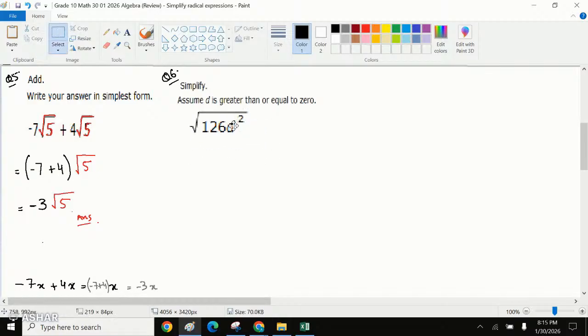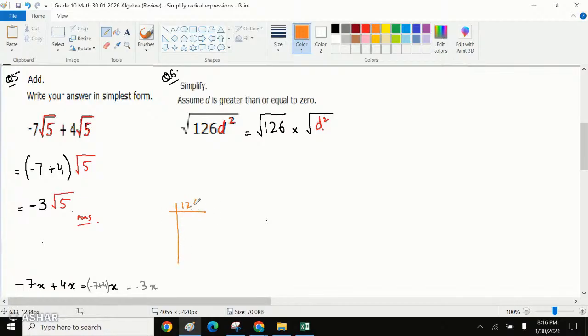126 is not a perfect square number. So can we write this as radical 126 multiplied by radical of d squared? Okay. I'll try this question with a slightly different concept. So let's see what are the prime factors of 126. 126 can be divided by 2. It comes out to be 63. And we know that 63 can be further broken down into 3 times 21, 3 times 7, and 7 times 1.